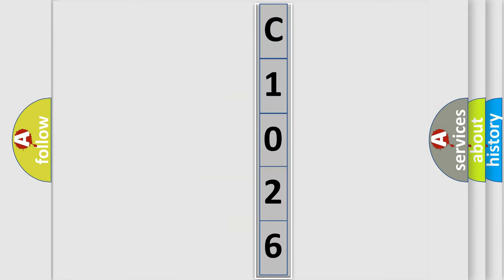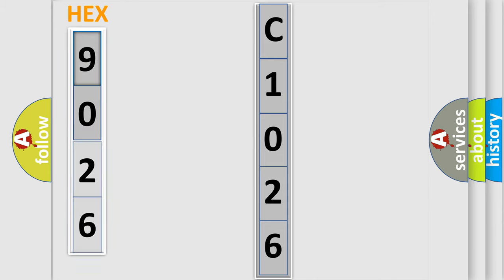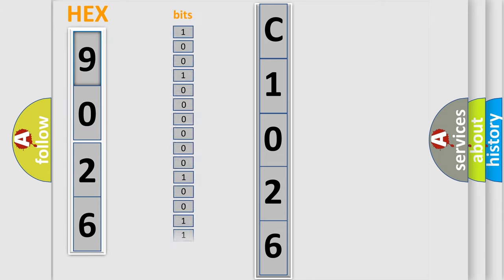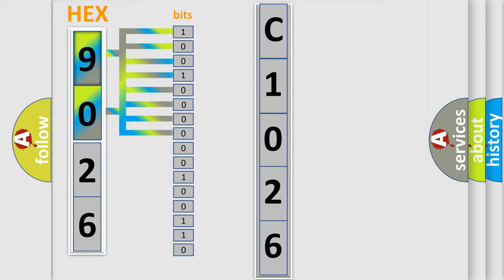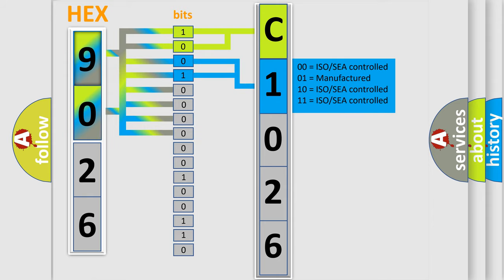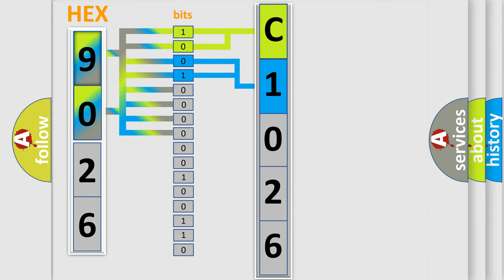You can move the video a bit further. The error code is split into two bytes consisting of 16 bits. One bit is the basic unit that each computer works with. The bit has two logical states: 0, low level, 1, high level. By combining the first two bits, the first character of the error code is expressed. The next two bits determine the second character. The last bits of the first byte define the third character of the code.